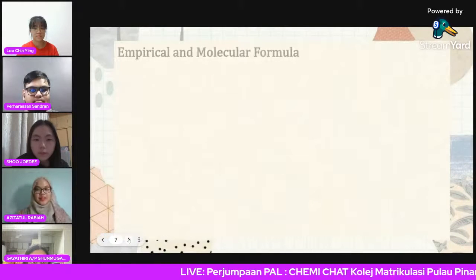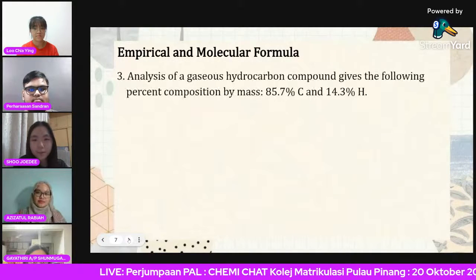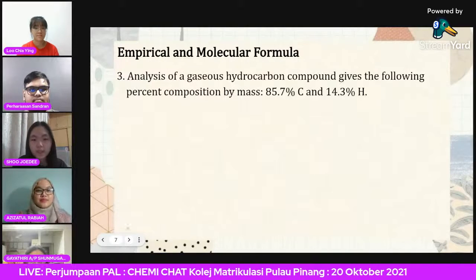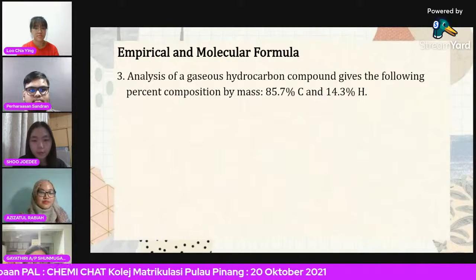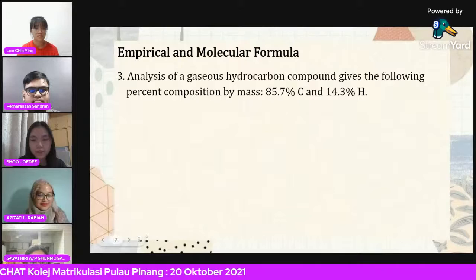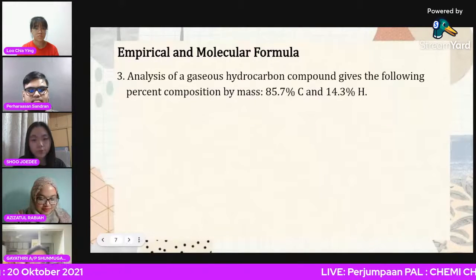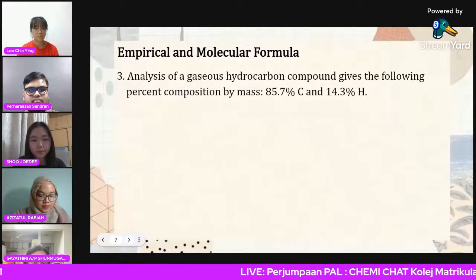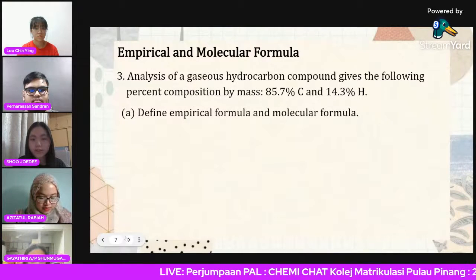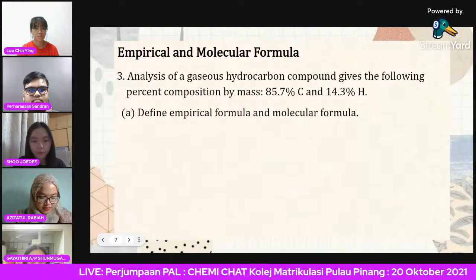Okay, so question 3 is about empirical and molecular formula. An analysis of a gaseous hydrocarbon compound gives the following percent composition by mass, which is 85.7% of carbon and 14.3% of hydrogen. First of all, we need to define empirical formula and molecular formula.